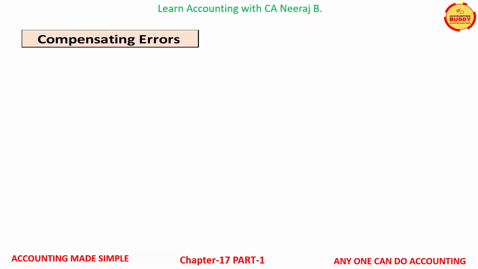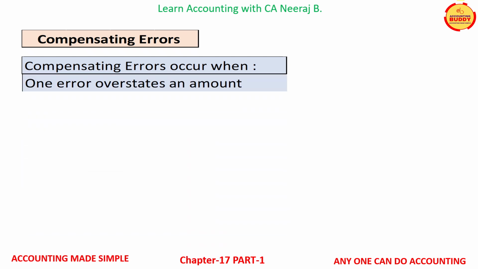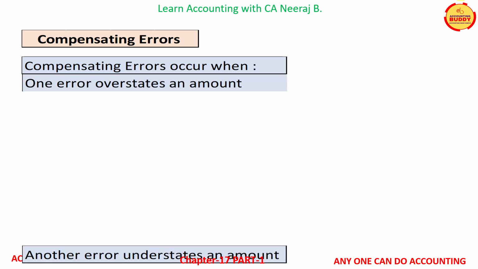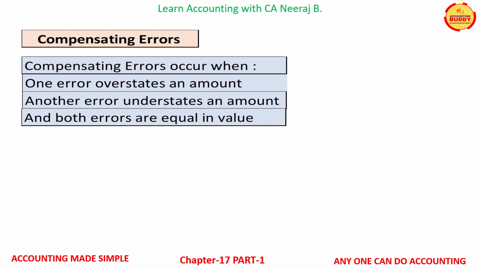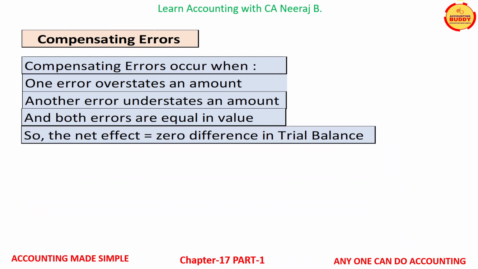Let us learn about the compensating errors. These errors occur when one error overstates an amount and another error understates an amount, and both errors are equal in value. So the net effect is nil, or we can say one error compensates the other error, and as a result there will not be any difference in the trial balance.